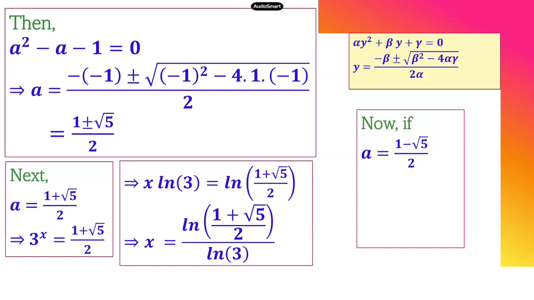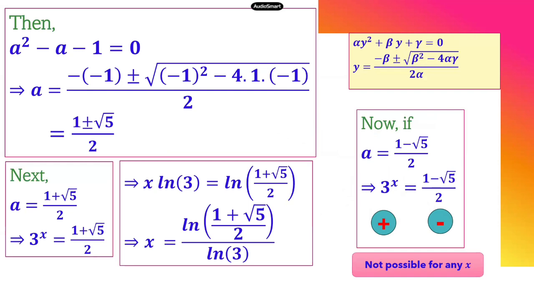Now if a = (1 - √5)/2, then 3^x = (1 - √5)/2. The left hand side is positive and the right hand side is negative. So it is not possible for any x. So this option is not possible anyway. Therefore we are left with only one real x for which the given equation holds.